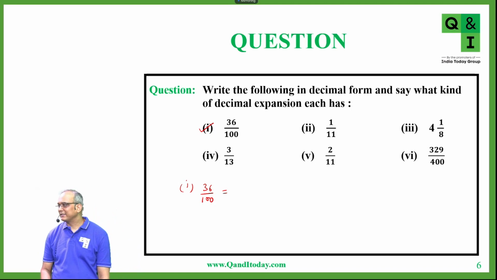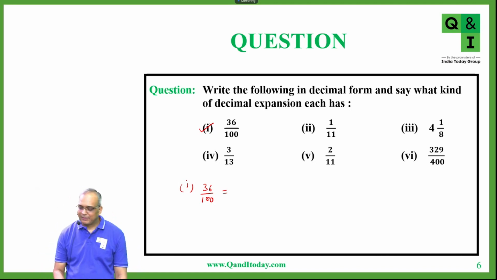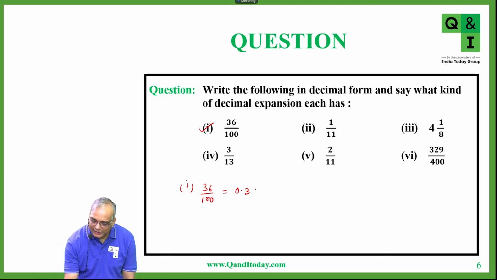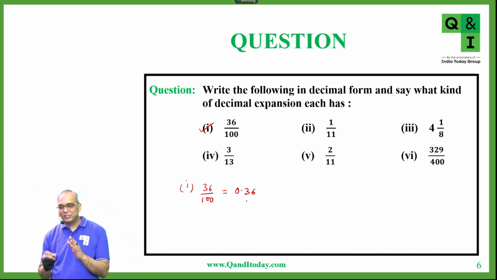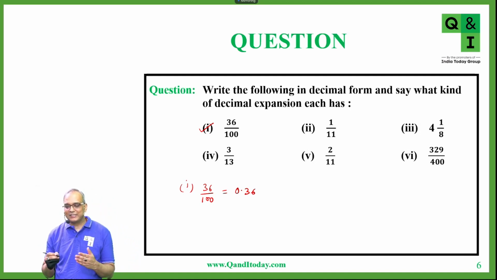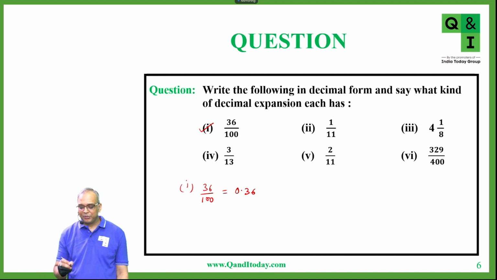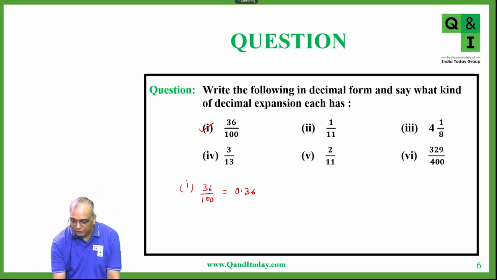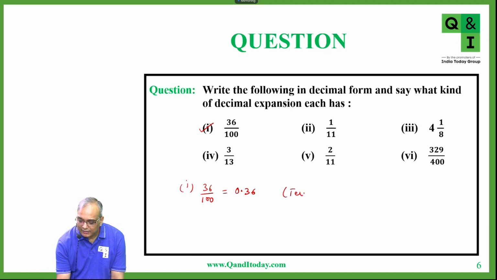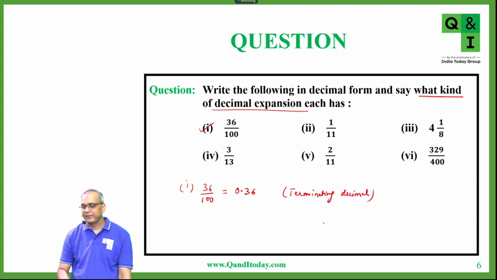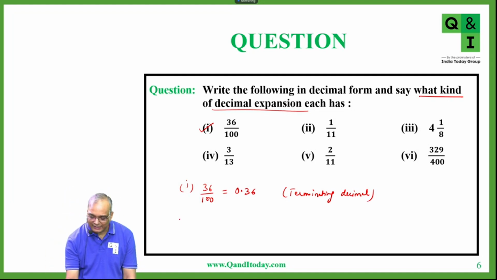Anyone who wants to answer? Yes, Samagna, it is correct. It is 0.36. Now, because this stops after 6, there is no other digit after the decimal. So we say that this is a terminating decimal, right? Because we had to say what kind of decimal expansion this is. So this is a terminating decimal. Clear? Yes, Hannah, it is 0.36, correct.